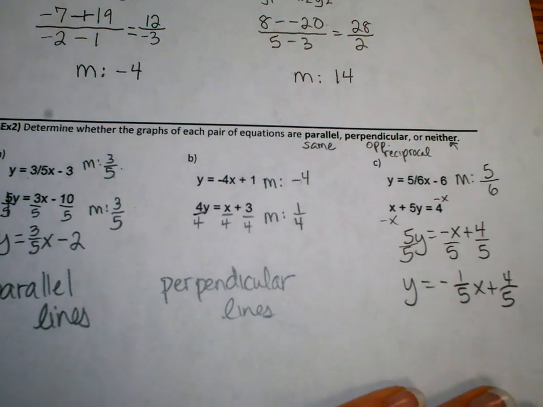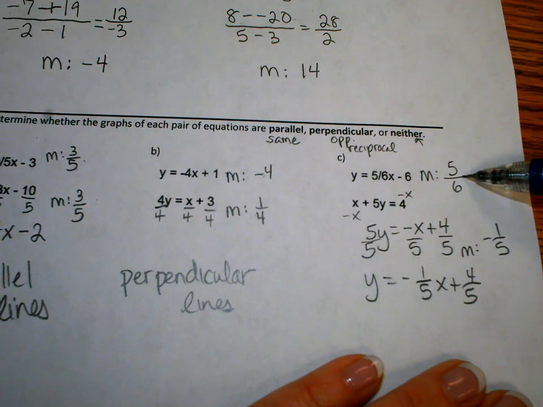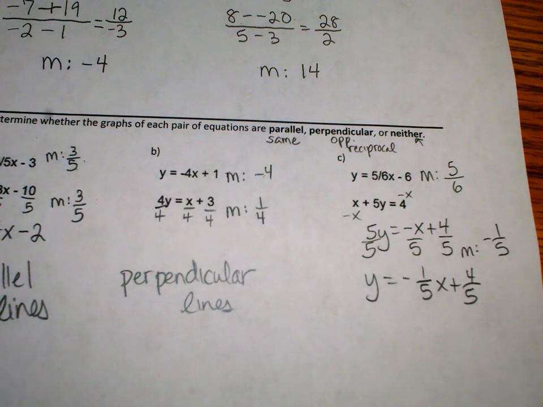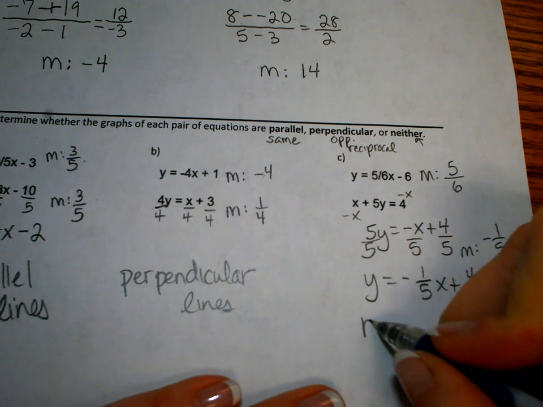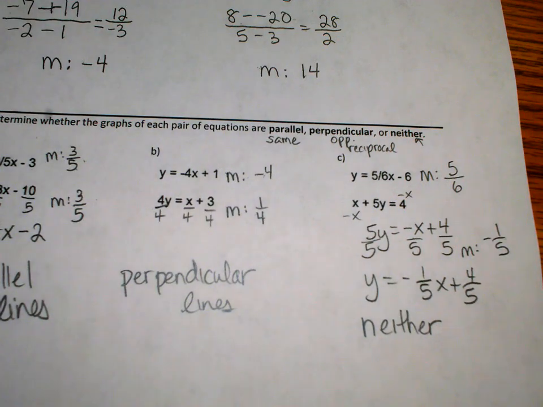All right, my slope then of this is negative 1/5. So I'm looking and I'm deciding, are 5/6 and negative 1/5 the same? Are they opposite reciprocals or are they nothing? Neither. They're neither. Okay, good.